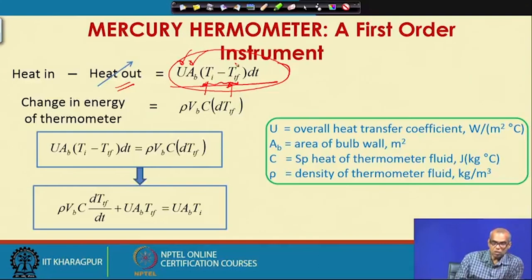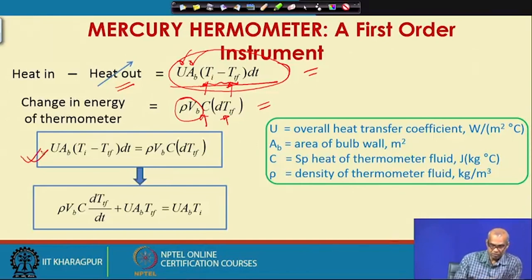Change in energy of thermometer comes from m cp dT, that means mass of the mercury into specific heat of the mercury into the temperature difference. So, rho into V_b is the mass of the mercury, rho is the density of the mercury, V_b is the volume of the bulb. So, that is the volume of the mercury. So, rho V_b is the mass of the mercury into specific heat into temperature difference. So, let us equate this with this, that is what I am doing here.